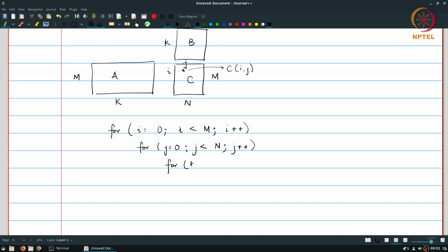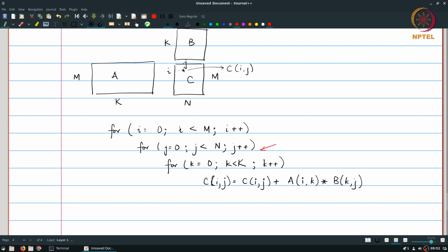For k equal to 0, k less than capital K, k plus plus. And the operation itself is C[i][j] equals C[i][j] plus A[i][k] into B[k][j].